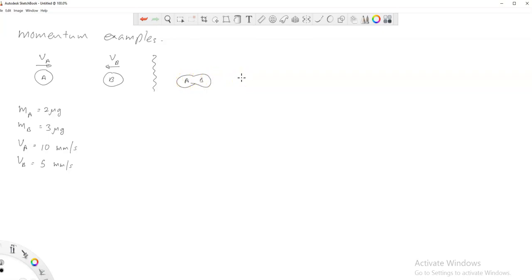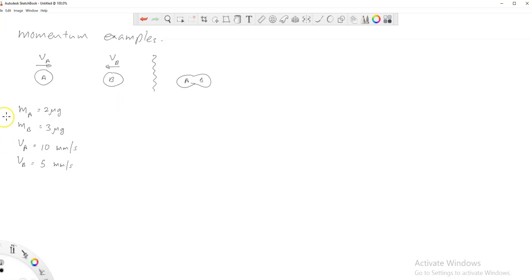So we want to find out whether it's moving. If it is moving, which way it's going, what's the velocity. So we don't know what's happening after the collision, right? So we can use the momentum conservation principle to find these velocities after a collision like this.